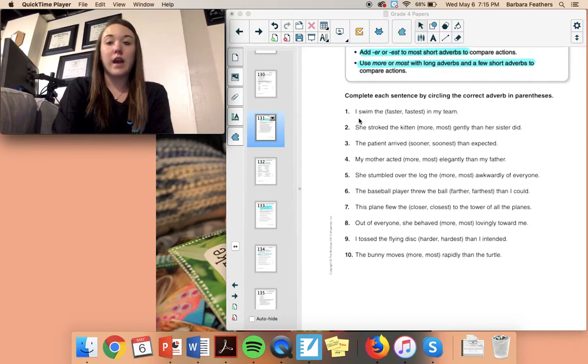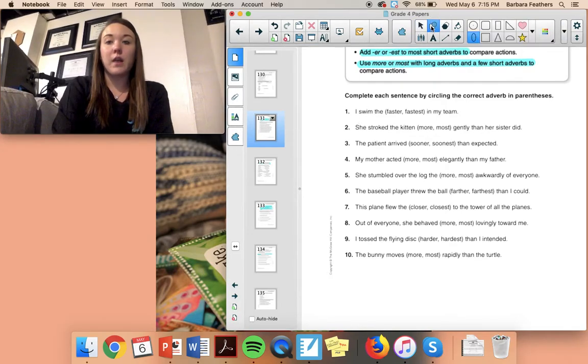Number 1 says, I swim the blank in my team. Since a team is made up of a lot of people, I want to use the superlative form of fast, which is fastest. I swim the fastest in my team. You will complete this page with the same directions.